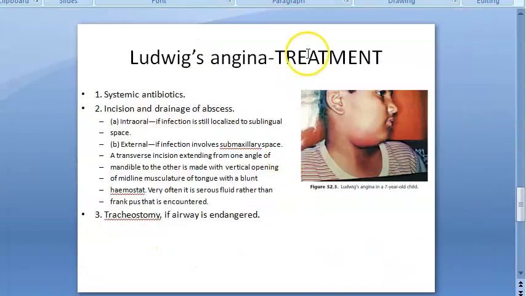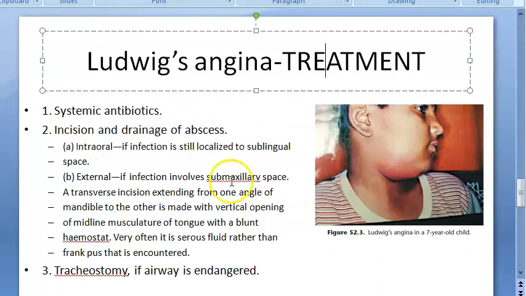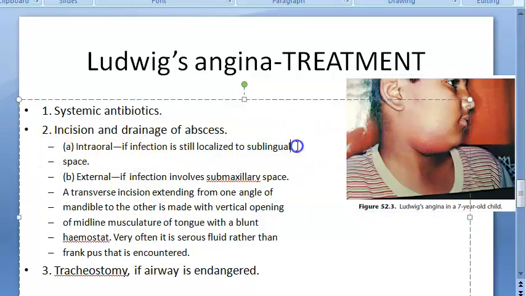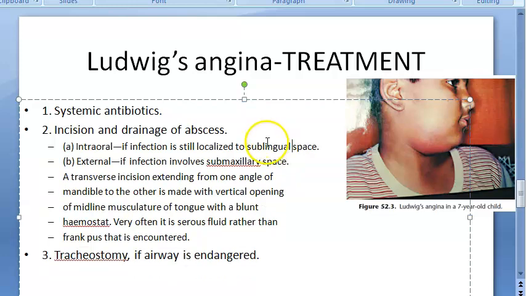Let's move on. How do you treat Ludwig's angina, guys? Systemic antibiotics, you will name some antibiotics. Then incision and drainage. If it is the sublingual space, that is the upper side, you can go via the oral cavity, transorally.